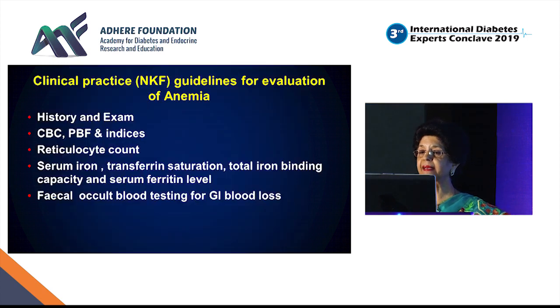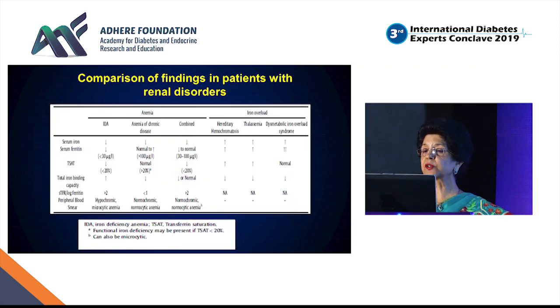So what are the clinical practice guidelines? You've done a clinical exam, you've gathered your indices, the retic count, and you've done your serum biochemistry, apart from looking at the fecal occult blood testing. These are the comparison of findings which you should be aware of.